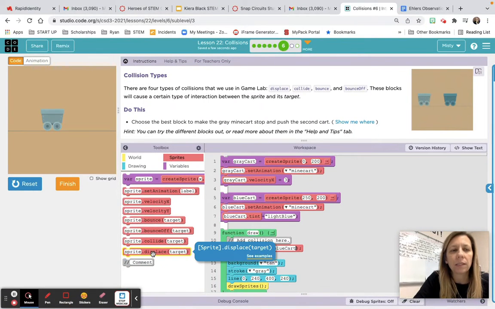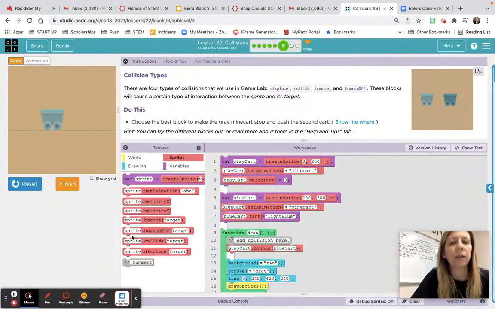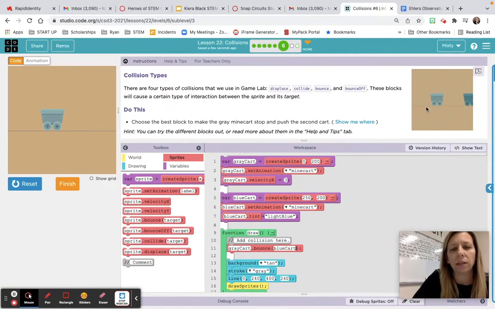If we displace them or use the bounce off, then they would, I encourage you, play around. They're going to interact differently. In some cases, it's going to push it out of the way. In other cases, it's going to do other things. So play around with those. Make notes.